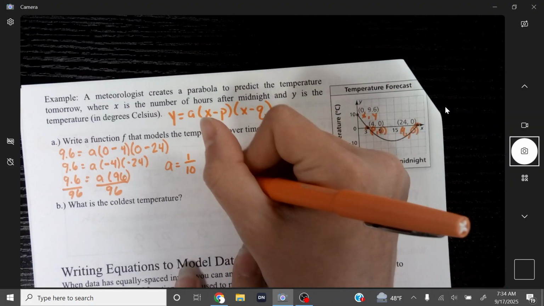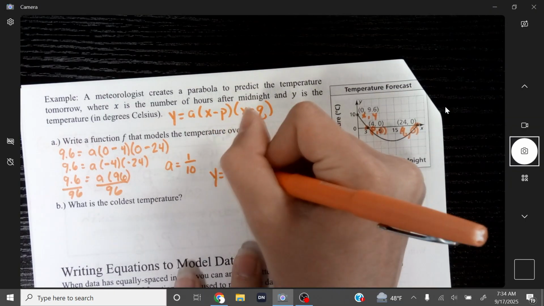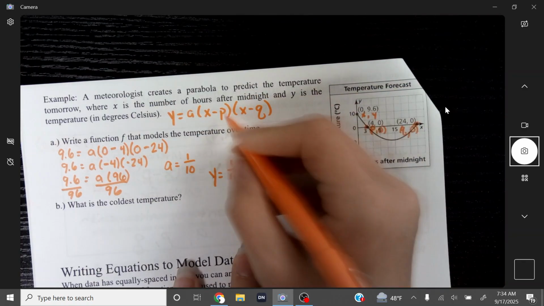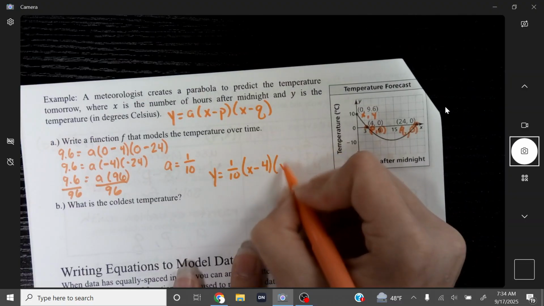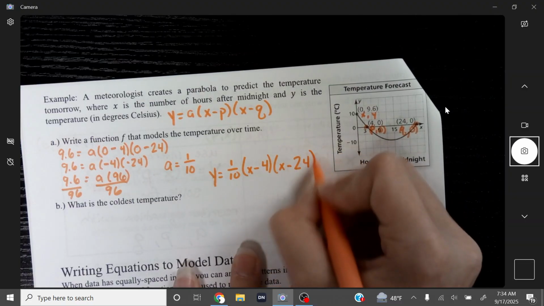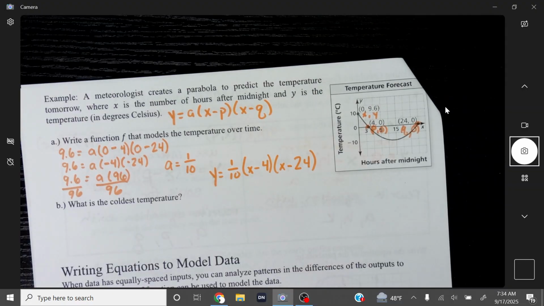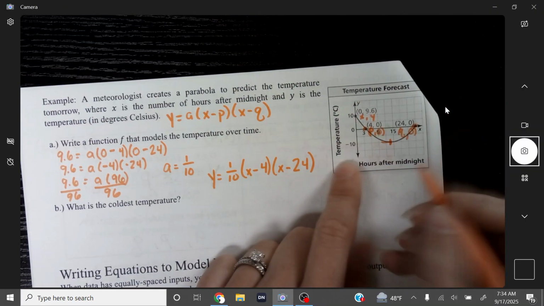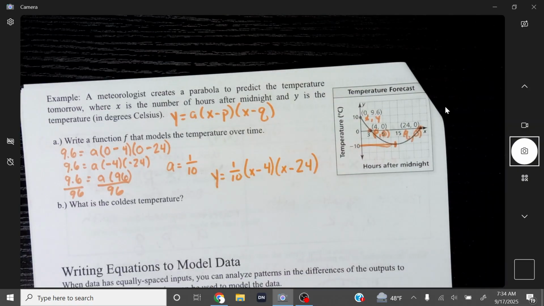So our formula is y equals 1/10, because you replace a with what we just found, times x minus p, which is 4, times x minus q, which is 24. And what is the coldest temperature? So they are asking us to find this right here. It looks close to negative 10, but to be sure, we would need to plug in the axis of symmetry, because the axis of symmetry is where we'll always have our minimum or maximum.